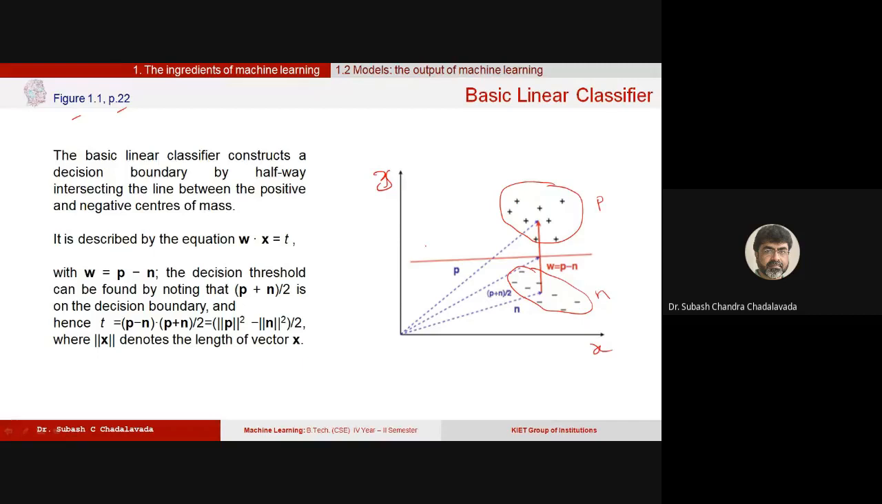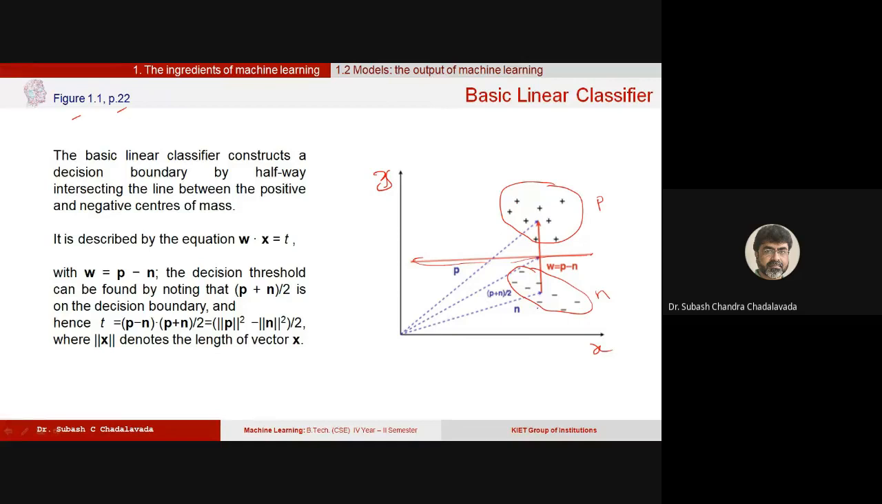Imagine I have drawn this line from here to here. I can draw something like this also. You can draw any number of lines in this plane which divide these two kinds of instances, positives and negatives. Now your basic linear classifier constructs a decision boundary by halfway intersecting the line between the positive and the negative centers of mass.